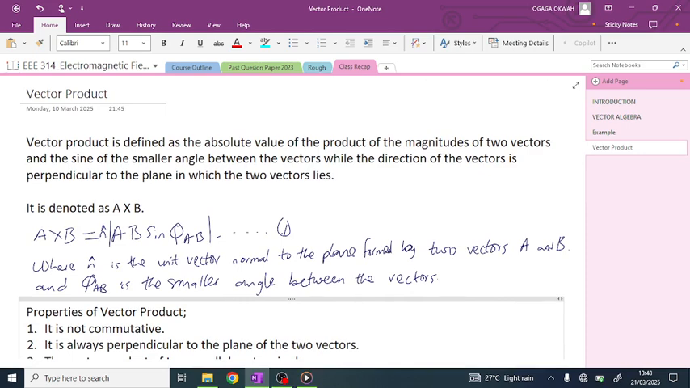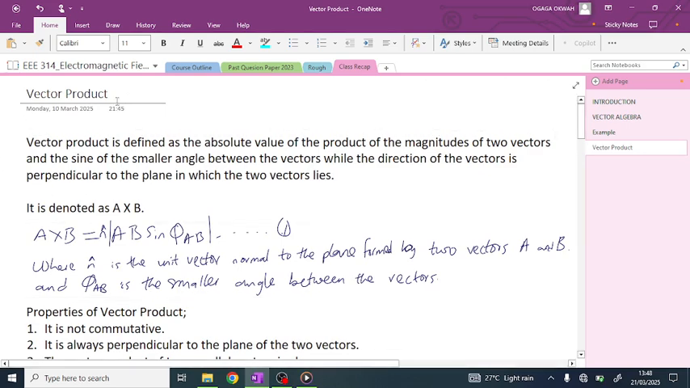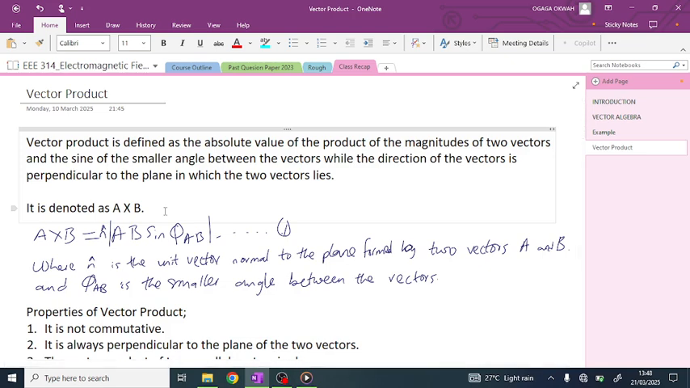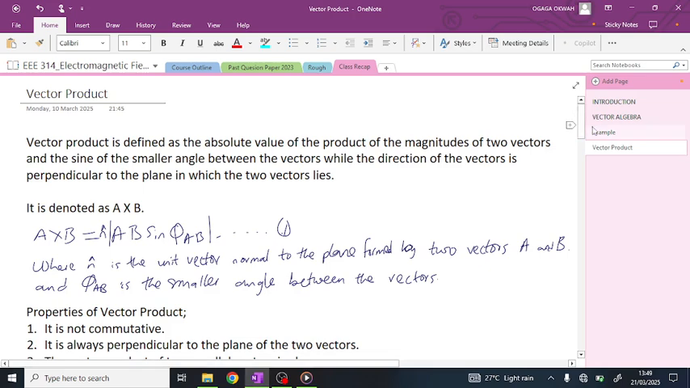And in this video, we are going to talk about vector products. Of course, the previous ones, we've been talking about scalar. Now, in this one, of course, vector product. And the idea of vector product is that when you carry out the operation of two vectors, the result you get is a vector. That is why it's called vector product.